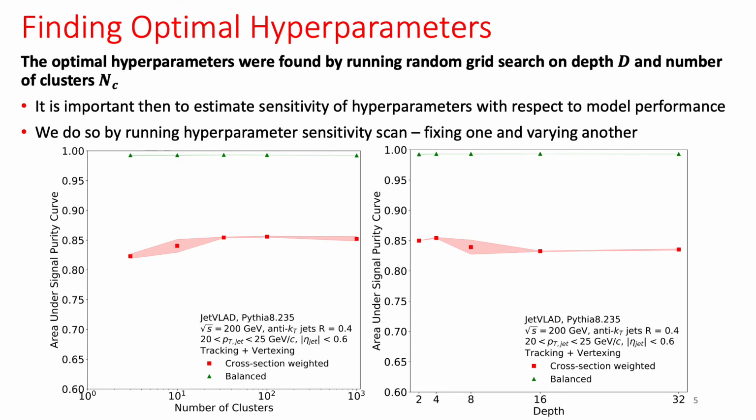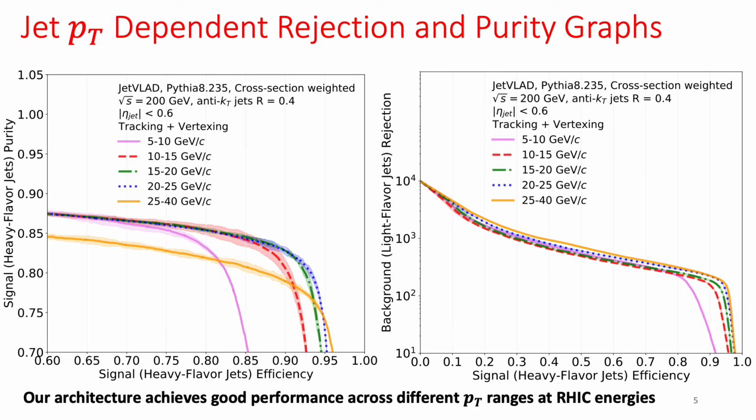On this slide you can see the main result of our approach, jet PT dependent rejection and purity graphs. To the left you can see the signal purity versus signal efficiency graph for various jet transverse momenta. To the right you can see the background rejection versus signal efficiency graph for various jet transverse momenta. This shows that the approach achieves good performance across different PT ranges at RHIC energies, down to the lowest PT. We also estimate uncertainties coming from the model. Those are denoted by color bands around the curves.